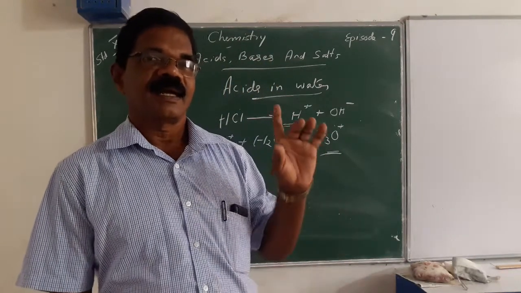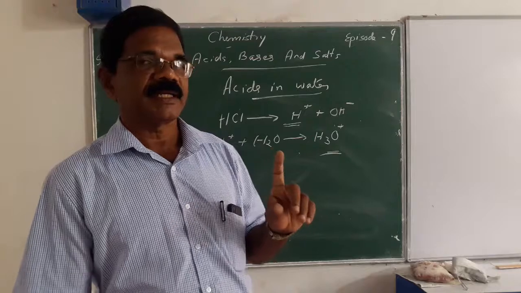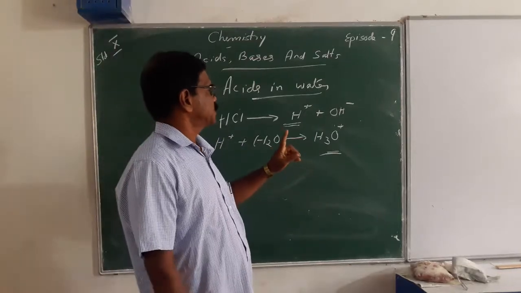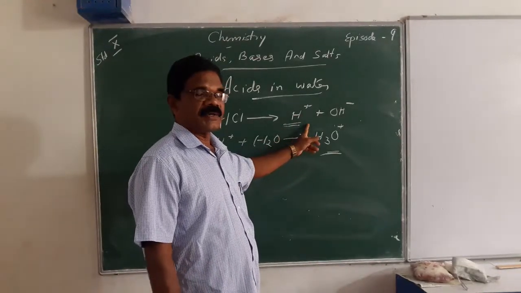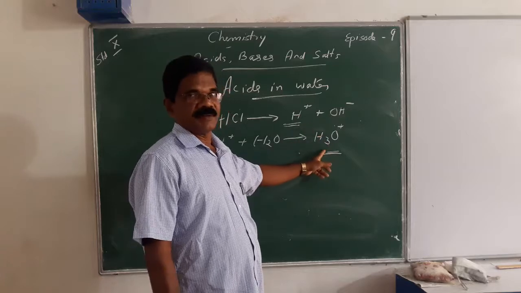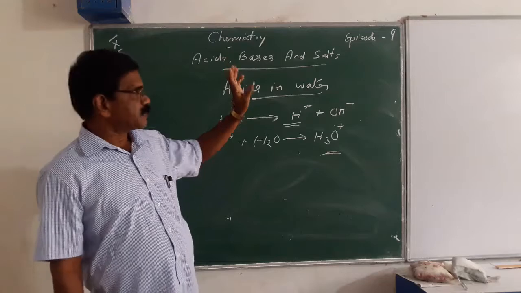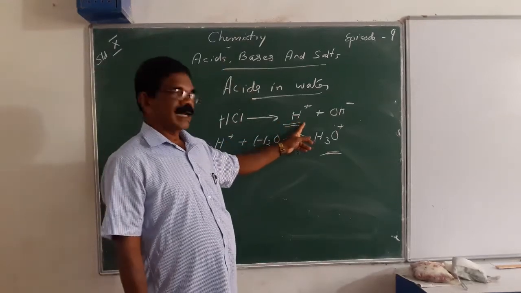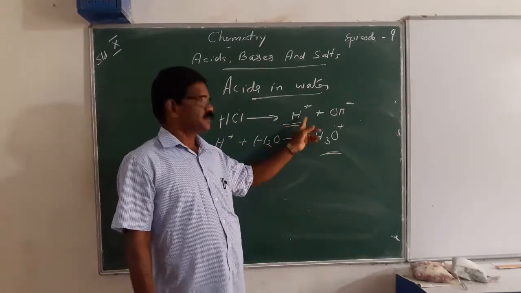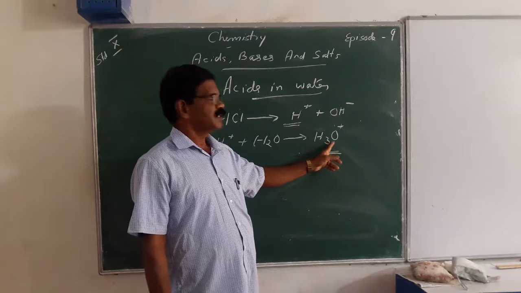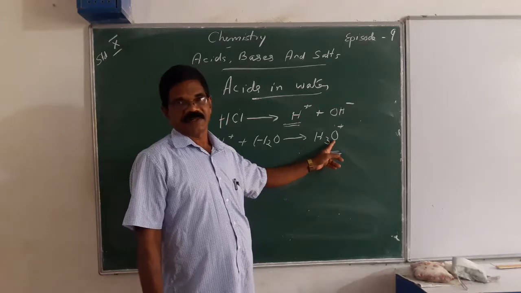All acids show these common properties. Why? Acids show common properties due to the presence of hydrogen ion or hydronium ion. Both are correct. The acids produce hydrogen ion first. At the same time, it combines with water molecules to produce hydronium ion.